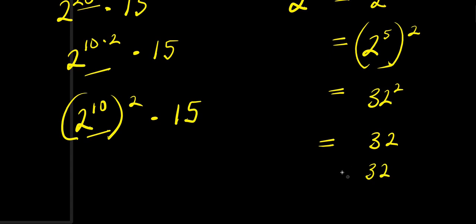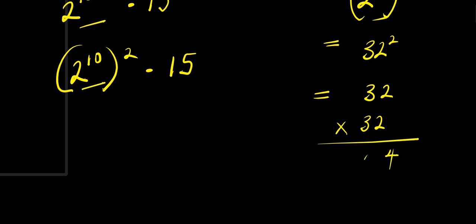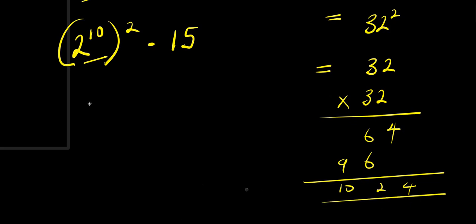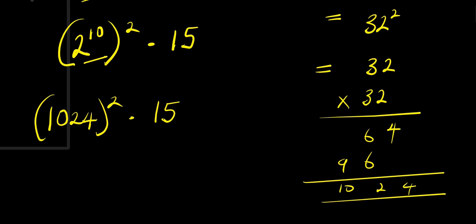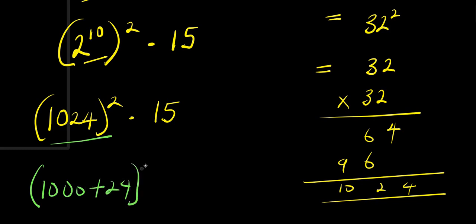We have 32 times 32. 2 times 2, 4. 2 times 3, 6. 3 times 2, 6. 3 times 3, 9. 4, 12. 2 carry 1, add here 10, 1024. So we have 1024 there. So this is 1024 power 2 times 15. So finding 1024 power 2, this simply means 1024 is 1000 plus 24 power 2 times 15.